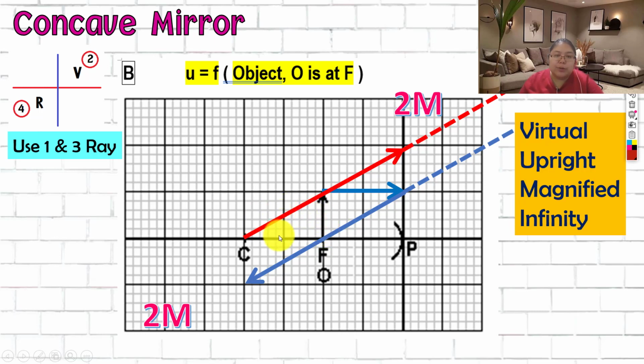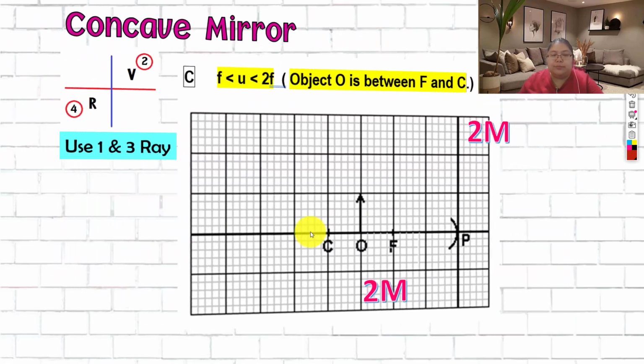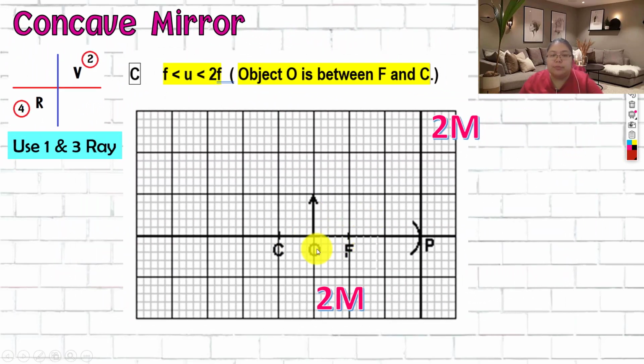That means maybe I go here, between the F and C. Now you see this situation: I move the object between F and C. So now I can say the object distance is between F and 2F. For this situation, we're still using the first ray and third ray. So this part again is part 4 for the mirror, not part 2. So I start again.